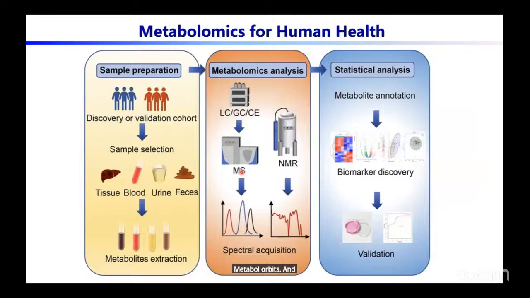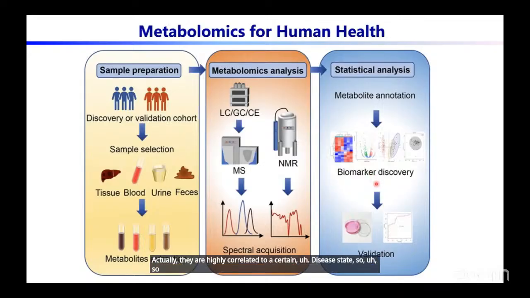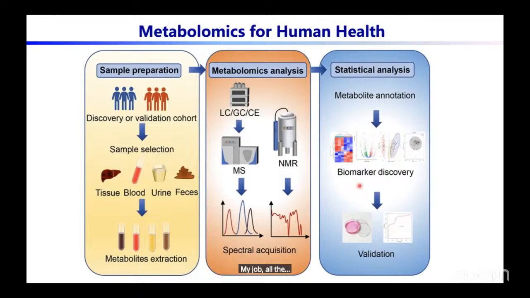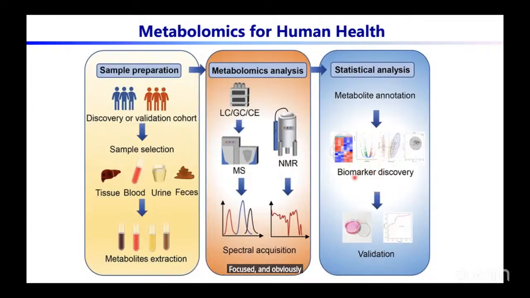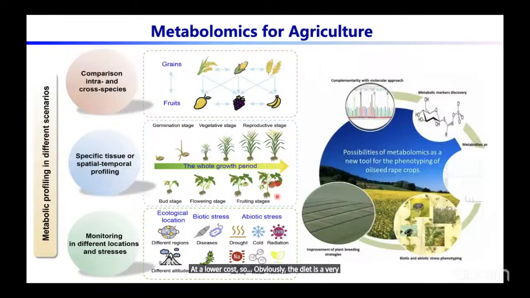And also, metabolomics could be utilized for biomarker discovery. So certain metabolites may be highly correlated to a certain disease state. That means we don't have to measure all the metabolites. We can focus on specific metabolites. So this is essentially targeted metabolomics. Targeted metabolomics is more focused, and obviously it can give us precise information and also at a lower cost. So obviously that is a very important thing.